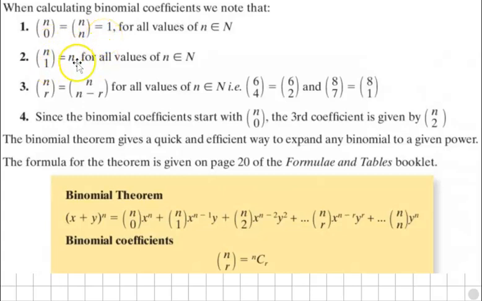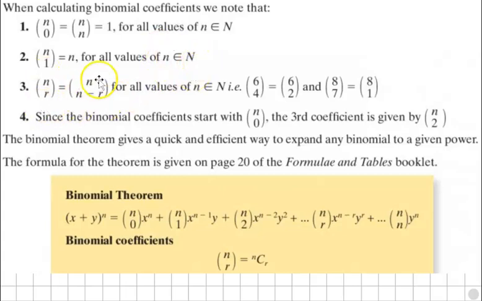n choose 1 is equal to n, so no matter what the n is, it could be 7 choose 1, that will be equal to 7. It could be 8 choose 1, that will be equal to 8. It could be 20 choose 1, that will be equal to 20, etc., for all values of n that are elements of the natural number set.